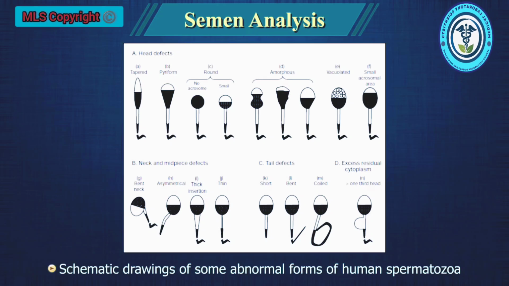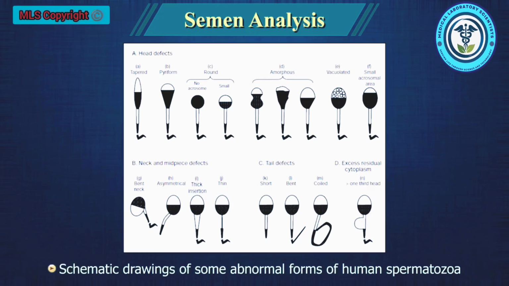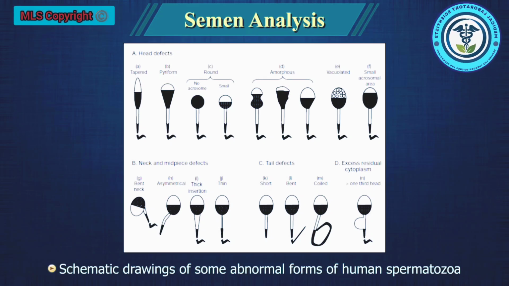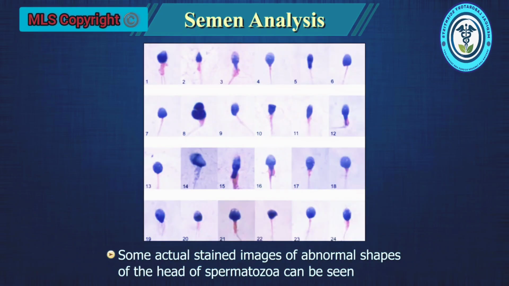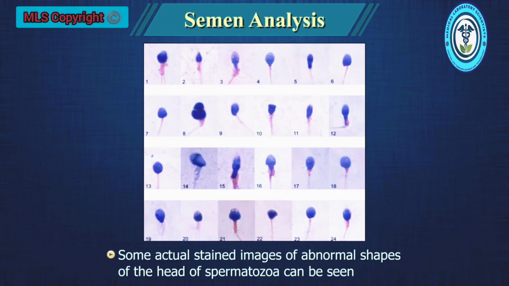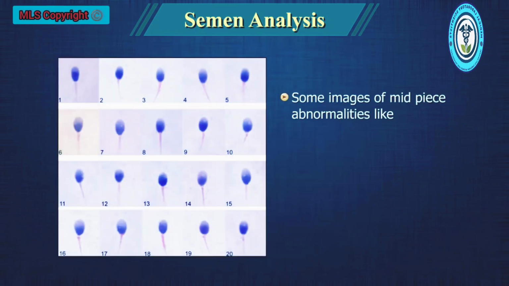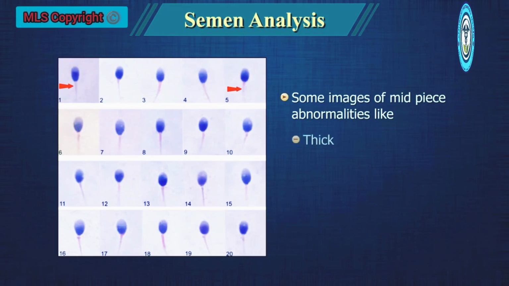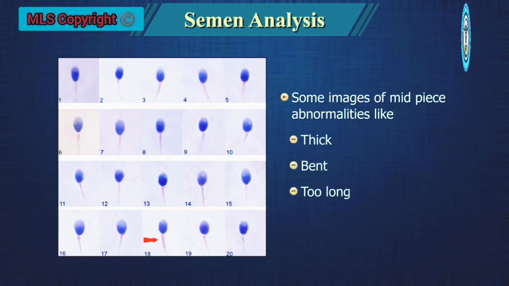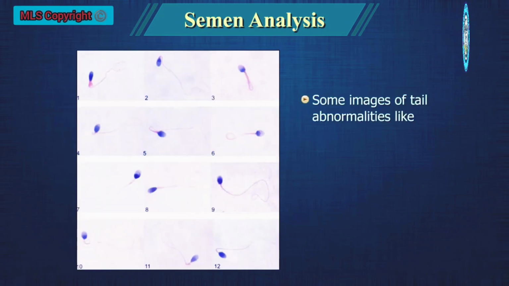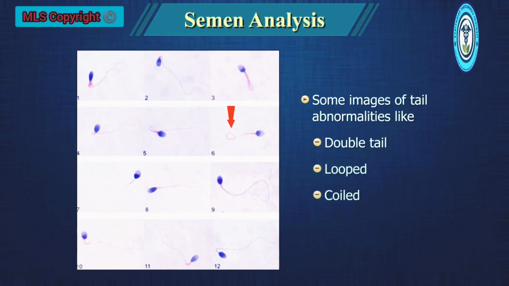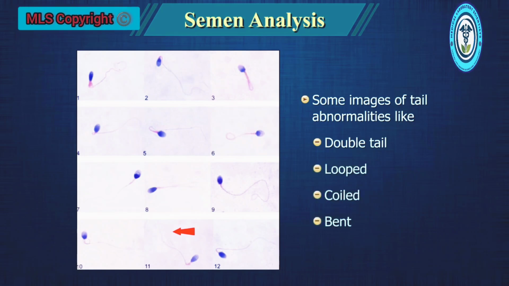Here you can see a schematic drawing of some abnormal forms of spermatozoa. Some actual stained images of abnormal shapes of the head of spermatozoa can be seen. Some images of midpiece abnormalities like thick, bent, too long or irregular, etc. Some images of tail abnormalities like double tail, looped, coiled, bent, etc.